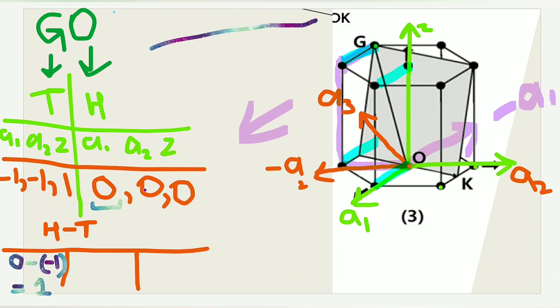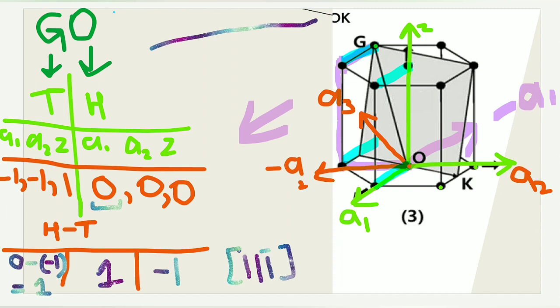Now for A2, 0 minus into minus 1, again the same thing, so we'll get 1 as a result. And for Z, we'll do 0 minus 1. 0 minus 1 is equal to minus 1. It's just as if 0 is nothing there. You are left with minus 1 as a result. And we have the Miller indices of OG as 1, 1, 1 bar. Okay, this is the direction.